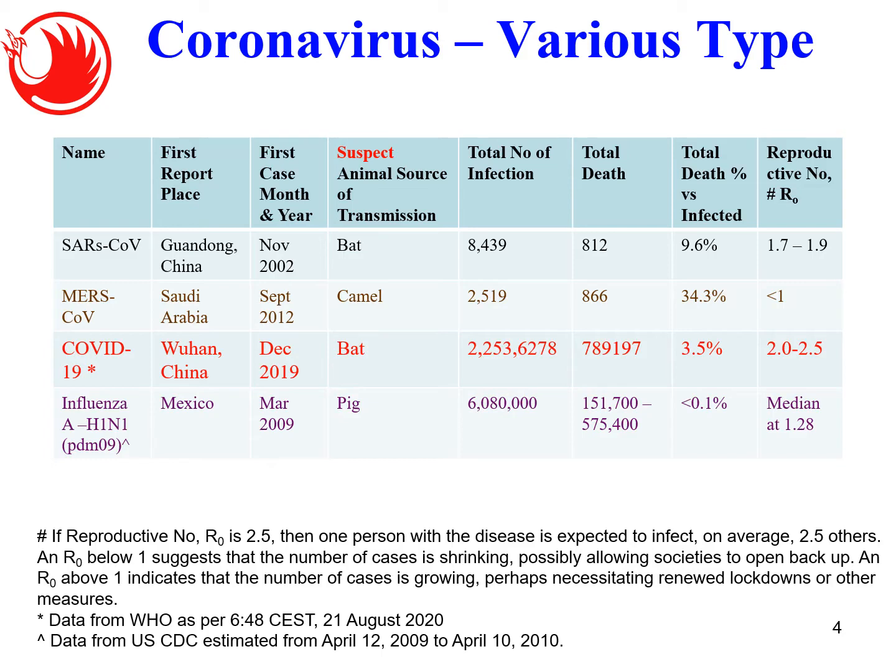And the SARS was first reported in Guangdong, China in November 2002, and the suspect animal source of transmission is the bat. Same with COVID-19. I said suspect, not confirmed. The total number of infections is about 8,436. Total deaths 812 as per the data. And the total death percentage versus infected is 9.6%.